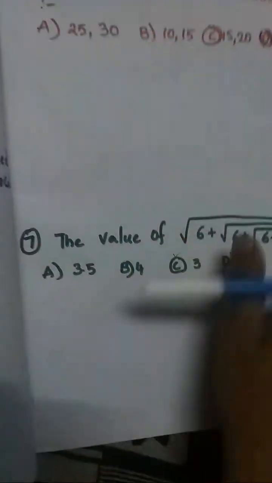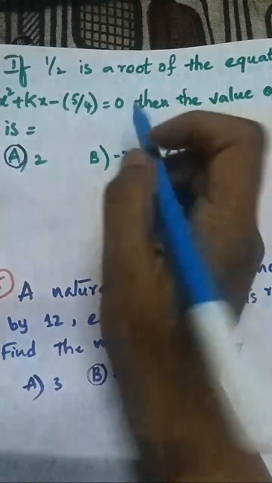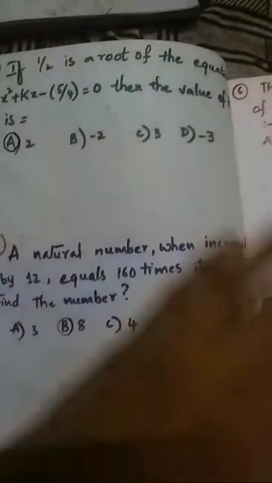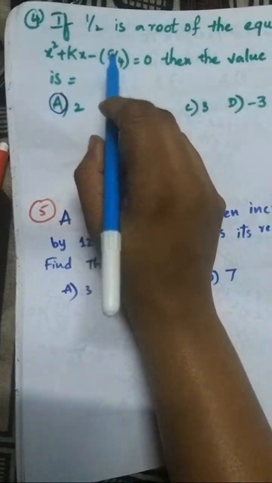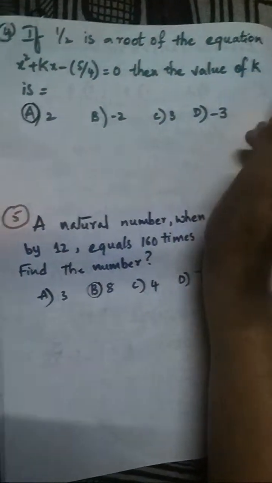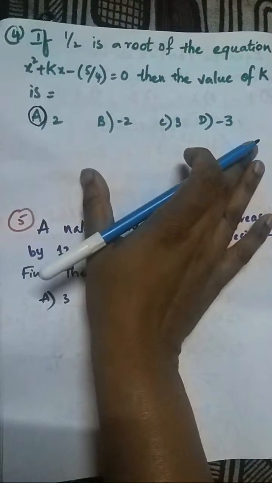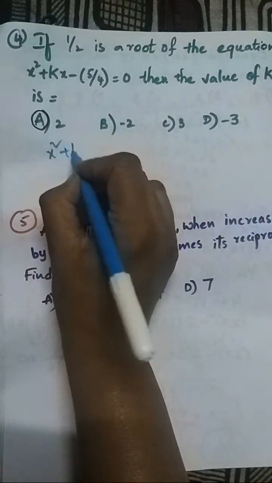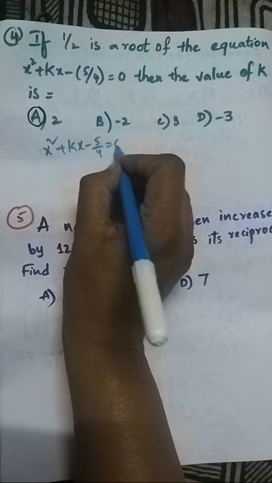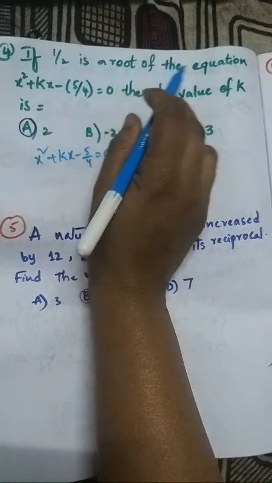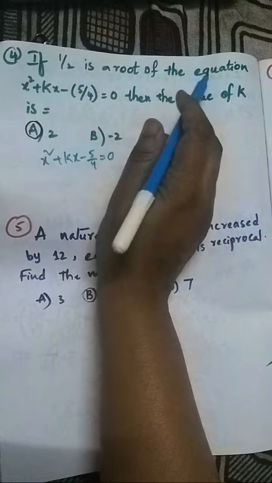Now the next, fourth problem. It is very important, asked in every exam of 10th class quadratic equations chapter. If 1 by 2 is the root of the equation x squared plus kx minus 5 by 4 equals 0, then the value of k is, we have to find the value of k. Options are given. One root is given in the question: 1 by 2 is a root of the equation.